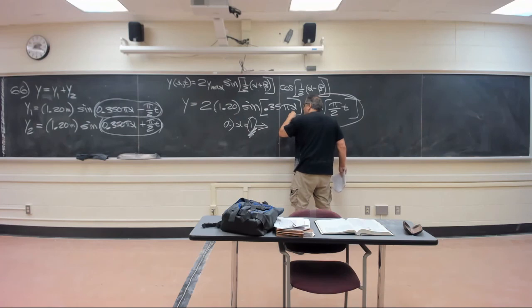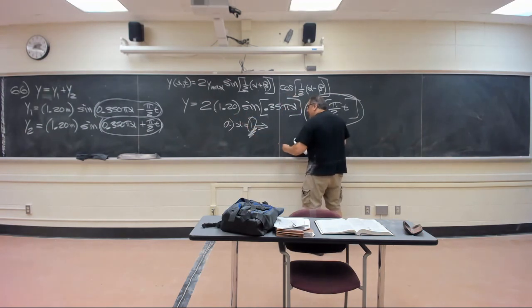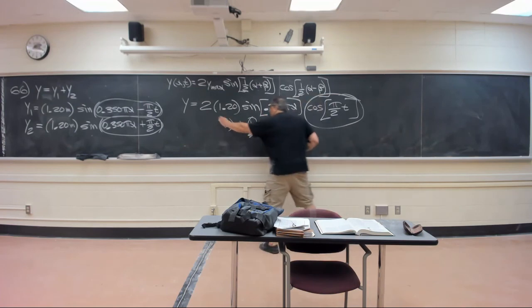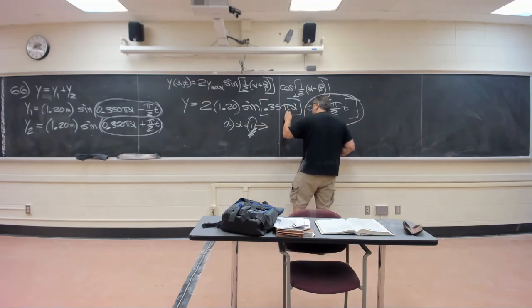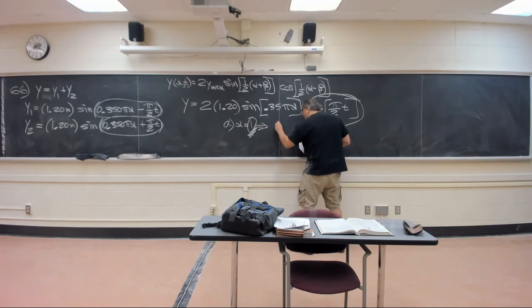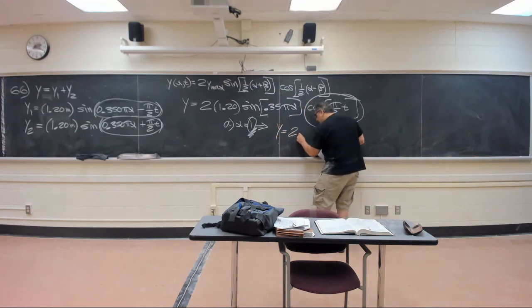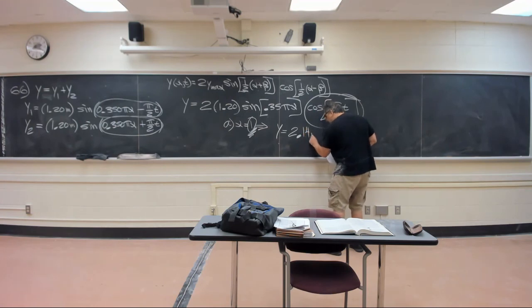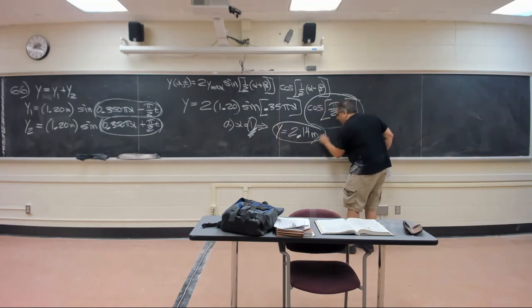For x equals 1, it's the sine of 0.35 pi. The sine of 0.35 pi is an answer times 1.2 times 2. And what do you got? You get 2 times 1.20 is 2.4 times the sine of 0.35 pi times 1. The sine of the quantity 0.35 pi times 1, the sine of that times 2.4. Y equals, this implies the biggest value it can attain, the biggest displacement, either up or down, is this.